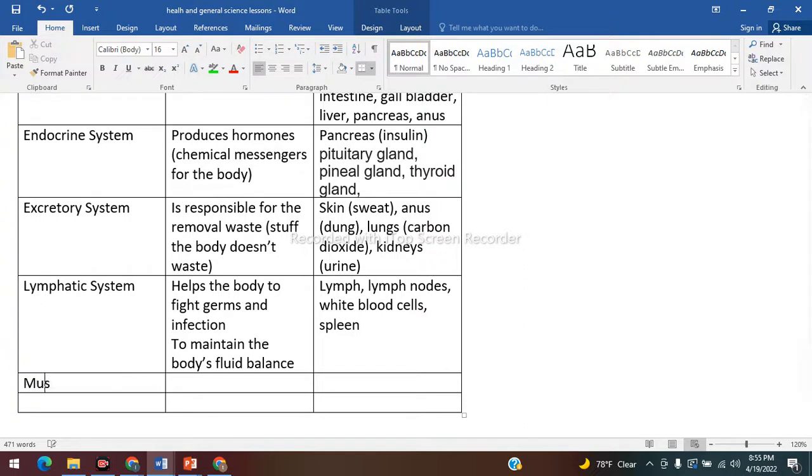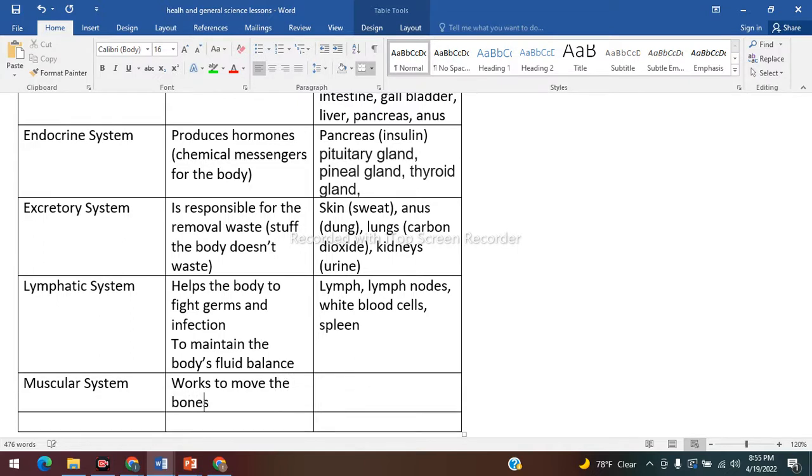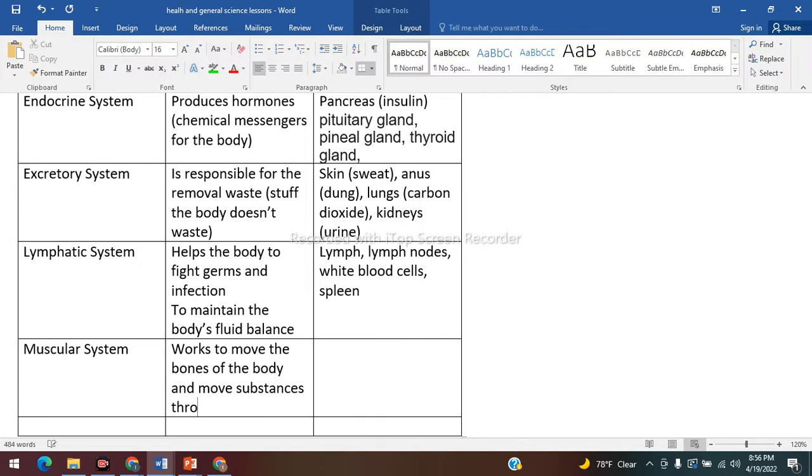Let's go to the muscular system. That one works to move the bones of the body, and move substances through the body. That's the muscular system. So of course, the muscles.